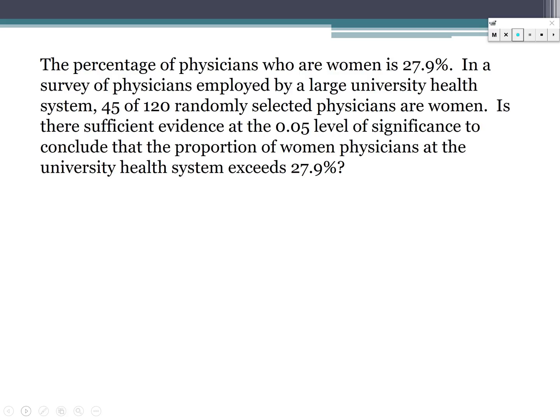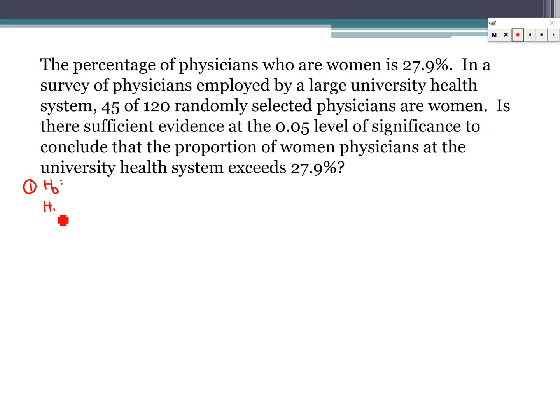Steps are not going to change, but before you really dig in, you might want to decide: are you going to do the traditional method or the p-value method? We talked a little bit about that yesterday. If it doesn't specifically say p-value, I want you to do the traditional method. So if it doesn't specifically say p-value, do traditional. Either way, p-value or traditional, step 1 is state your hypotheses and identify your claim.